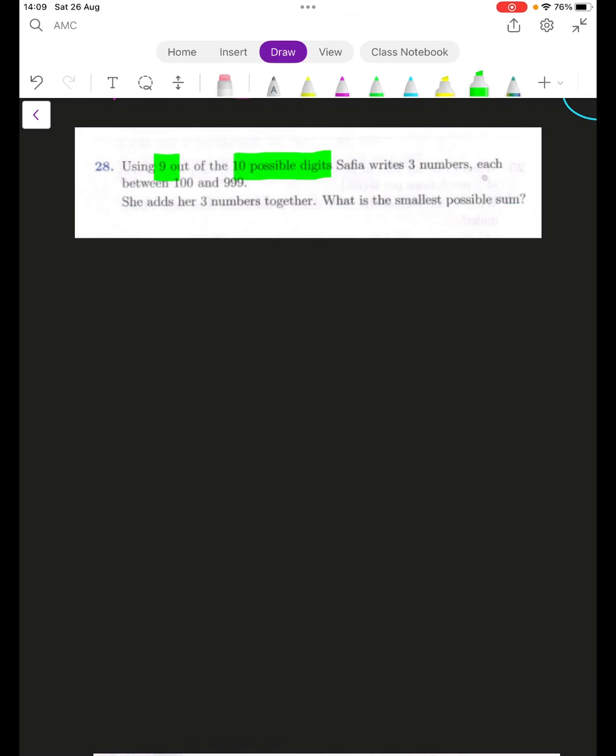Let's read the question here. Using 9 out of 10 possible digits, so we have digits 0 to 9, so there are 10 digits. Using just 9 of those digits, Safia writes 3 numbers, each between 100 and 999. She adds her three numbers together. What is the smallest possible sum?